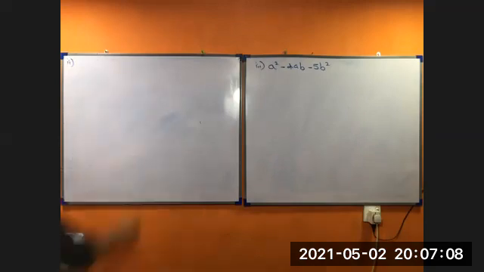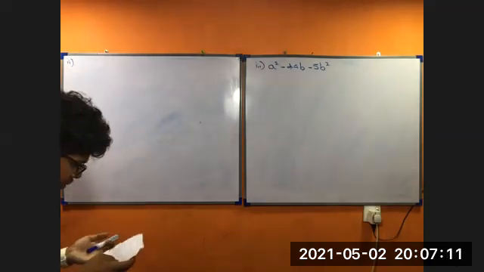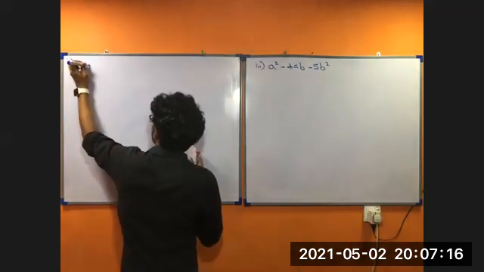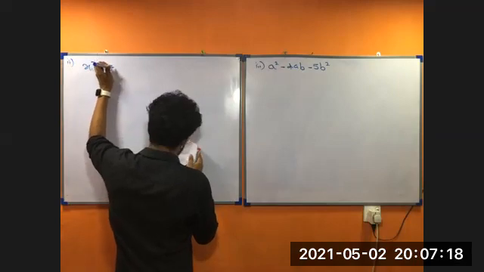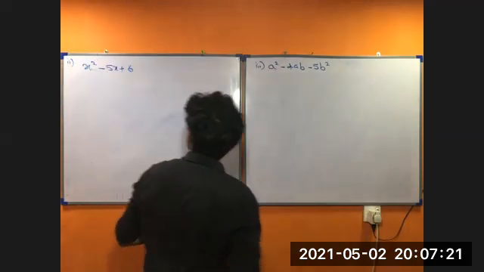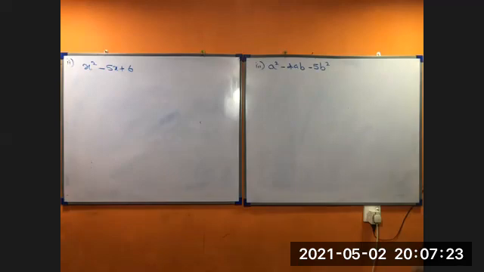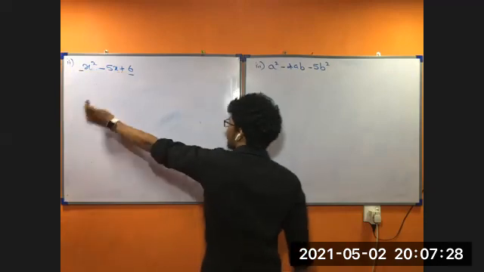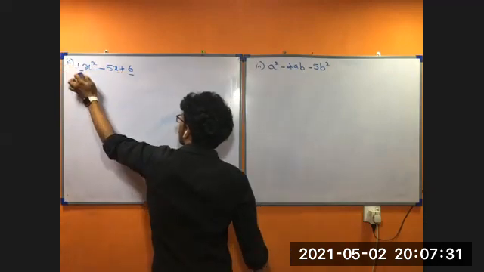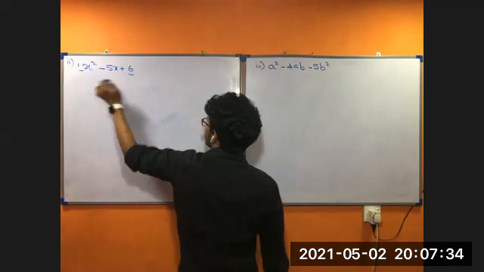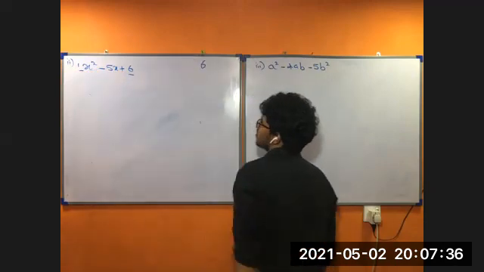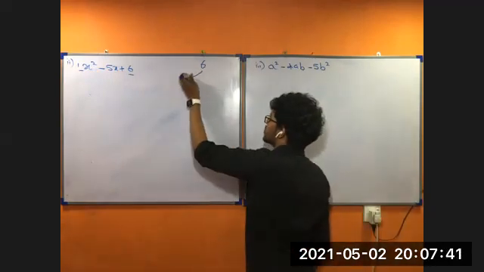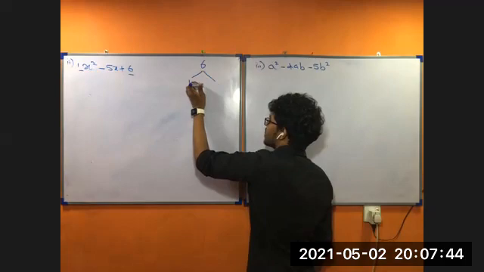Okay, let me take a different example. Let's say I'm going to take x squared minus 5x plus 6. If you want to do this one, you multiply this number with this. Here I have a 1, right? So multiply 1 times 6. So 1 times 6 is going to give me 6, right? Then I'm going to find the factors of 6. So what are the factors of 6? It is going to be 1 times 6.